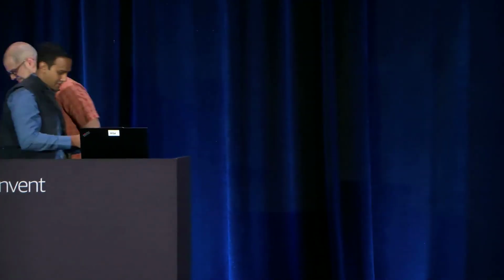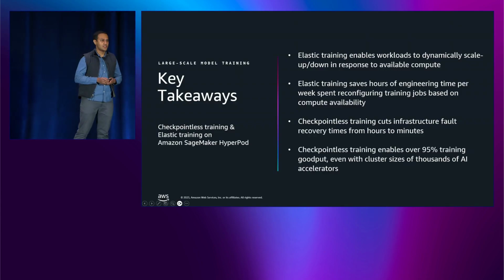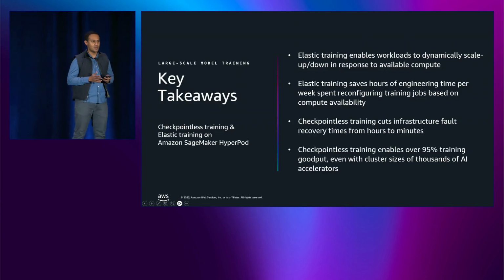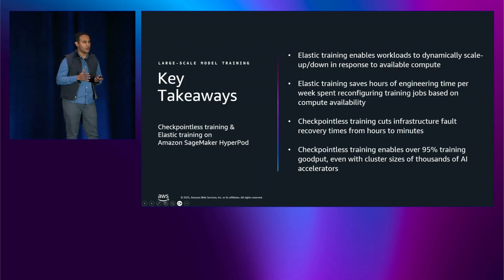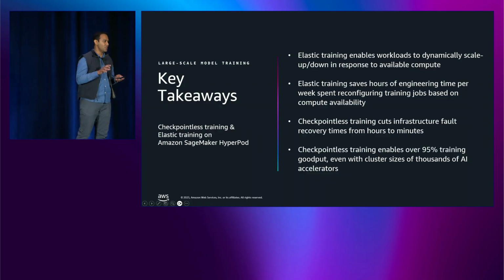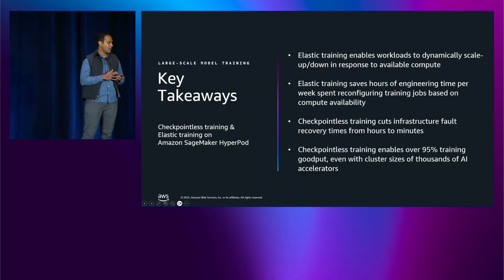Thanks, Tony. So folks, to summarize, we covered a couple of key launches in this session. Elastic training fundamentally changes the way training jobs run on HyperPod, and so we can dynamically scale them up or down to take advantage of idle capacity in the cluster. This ensures training continuity and better cluster utilization. You can think of elastic training as playing Tetris with your cluster capacity, growing and shrinking jobs as more capacity becomes available. And the second key launch is checkpointless training.